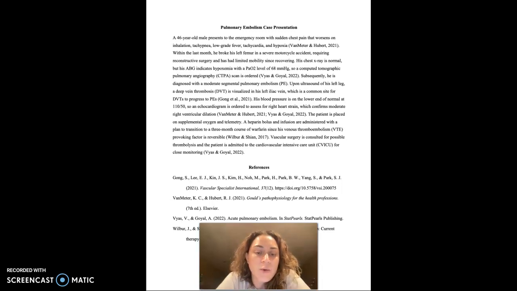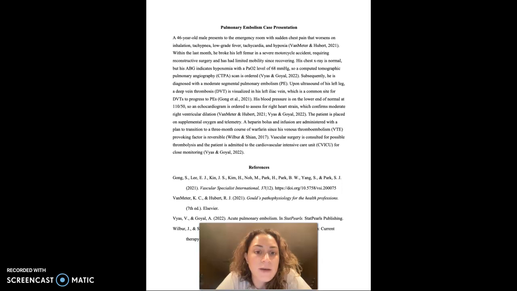His chest x-ray is normal, but his ABG indicates hypoxemia with a PaO2 level of 68, so a computed tomographic pulmonary angiography, or CTPA scan, is ordered. Subsequently, he is diagnosed with a moderate segmental PE.